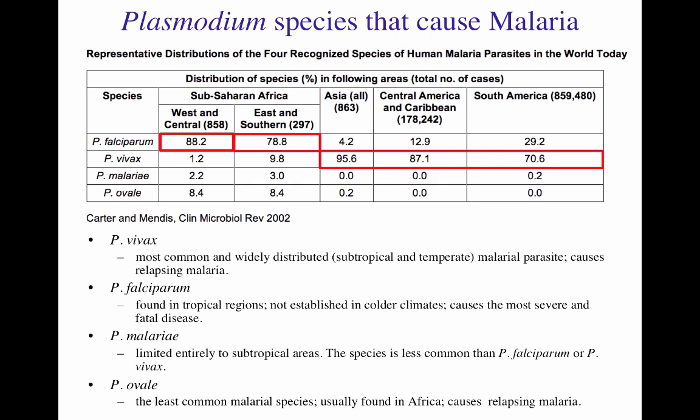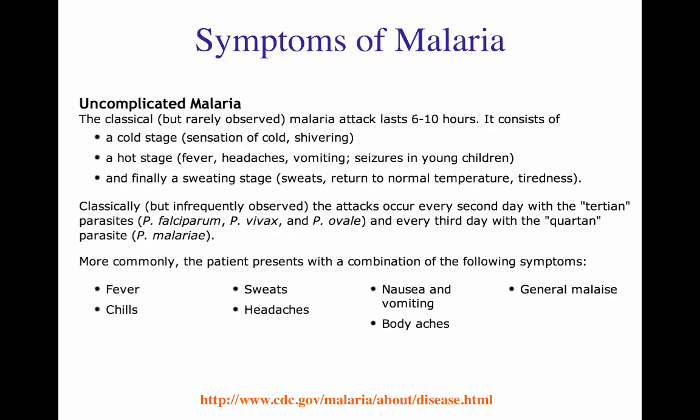So Plasmodium falciparum and Plasmodium vivax are the 2 most important pathogens in this group. Now, the disease is different according to the organism that causes it. So I'll recommend that you visit the Centers for Disease Control or the World Health Organization websites on malaria so you can get more direct symptom information about these pathogens.